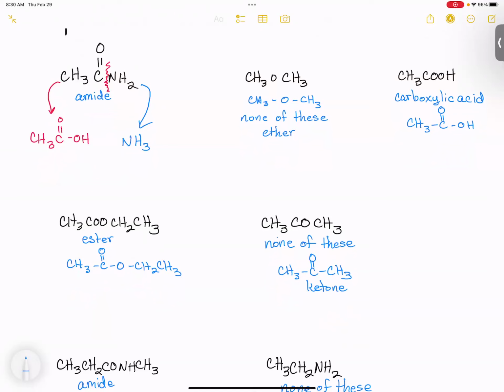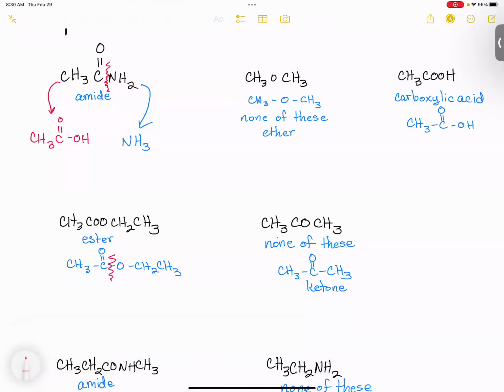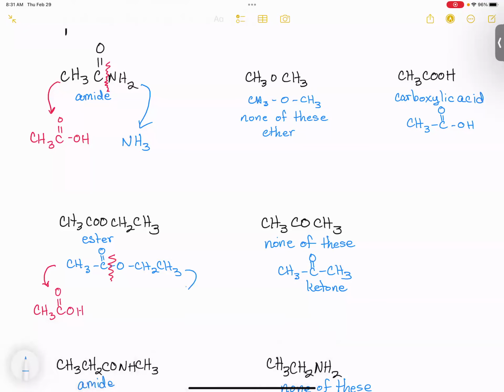The next one was an ester. Again, to figure out exactly what it came from, you're going to break the bond right between the carbon double bond oxygen and the rest of it. To the side that has the carbon double bond oxygen, you're going to add an OH. To the other side, you're going to add simply a hydrogen. So those are the reactants that it came from.